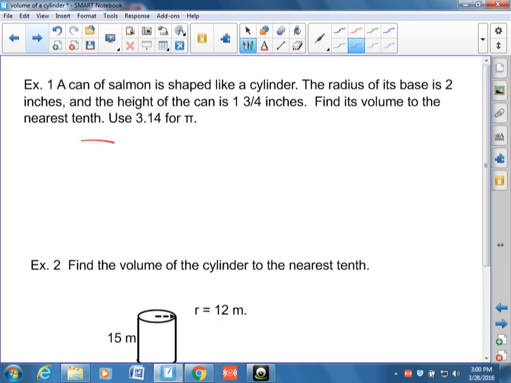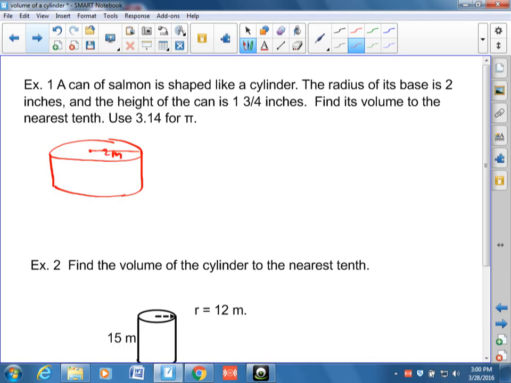We've got a can of salmon, and it's kind of like, think about a can of tuna, if any of you make tuna salad at home. We've got a can of salmon. It's shaped like a cylinder. The radius of its base is 2. And so I'm going to put the radius here. It's 2 inches.